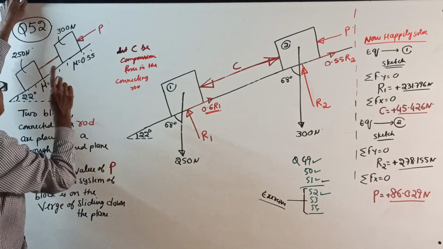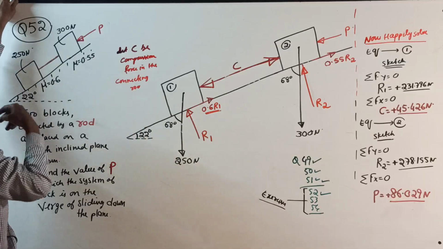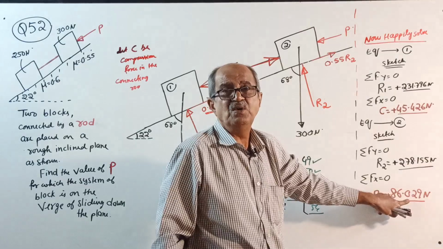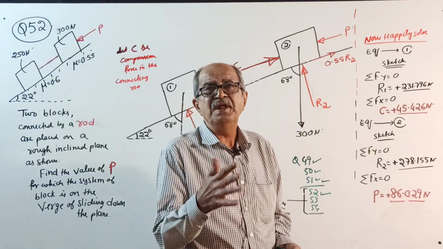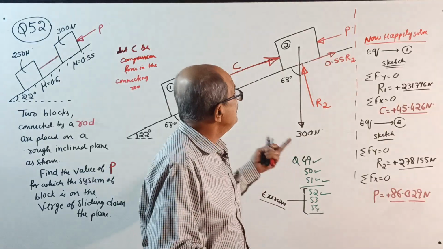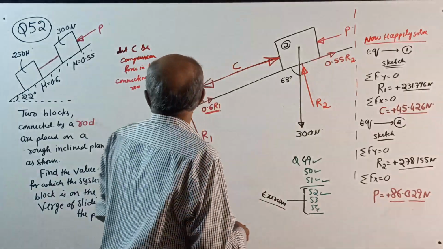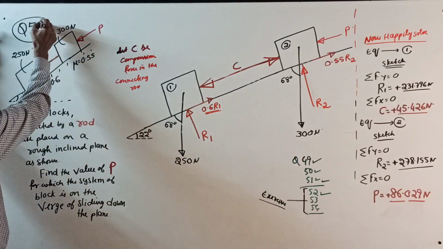But by chance, if the question is a wrong question, it is already sliding down, then your P will come negative. I told, negative sign indicates that it is already sliding down. You don't require a force to slide down. You can apply a force this way also. Okay, that I told earlier. Question 52 over. Now we will change over to 53.